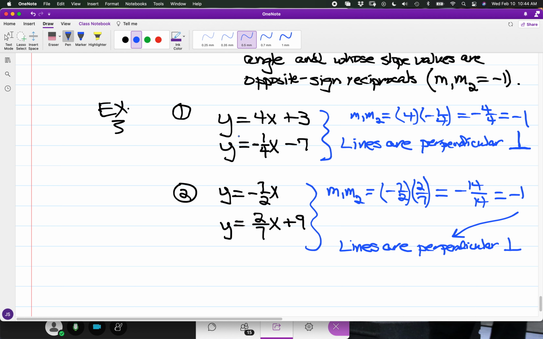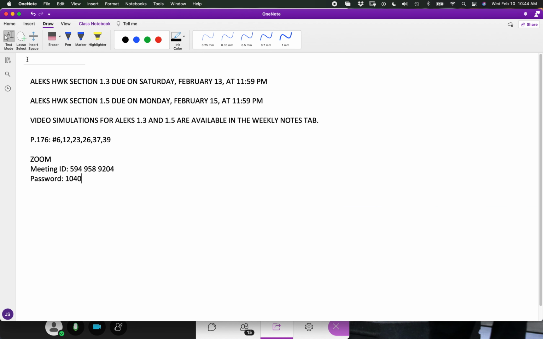And so we're going to be looking into cases involving parallel and perpendicular lines, and just some items to mention. The ALEKS homework section 1.3 is due Saturday night. Section 1.5 will be due Monday evening. And again, I do have video simulations, and the crossover to parallel and perpendicular lines. So on page 176, you have numbers 6, 12, 23, 26, 37, and 39.